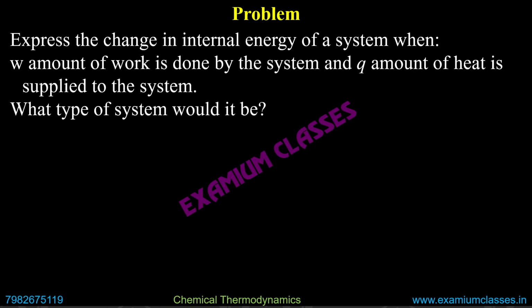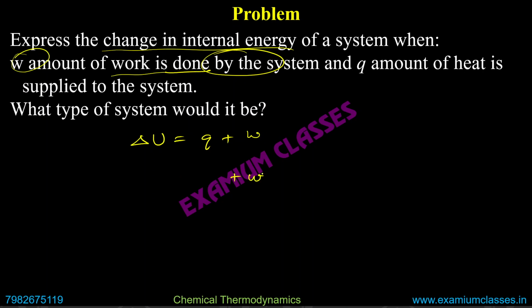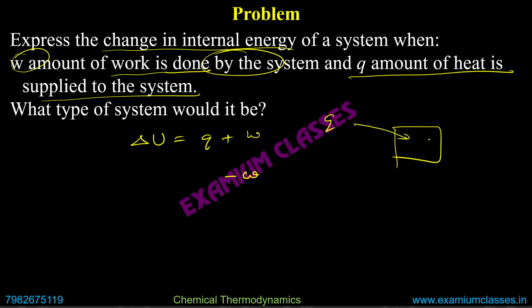Next part of the same question. Again, find the change in internal energy, which is given by Q plus W. W amount of work is done by the system. Sorry, if it is done by the system, it is minus W. If it is done on the system, it is positive. And Q amount of heat is supplied to the system. So heat is supplied to the system and work is done by the system. So this one is positive, this one negative. So delta U will be equal to Q minus W.